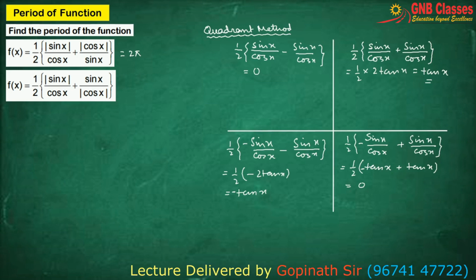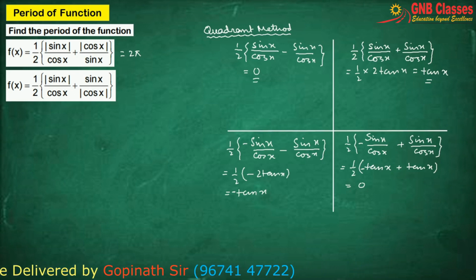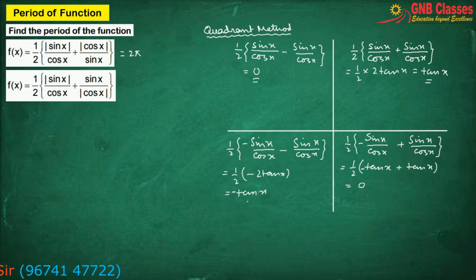We are leaving the function as it is. In the second quadrant, it is 0, so no need to check it. In the third quadrant, tan x is positive, so don't touch it. In the fourth quadrant, 0 is coming, so no need to put anything, right?